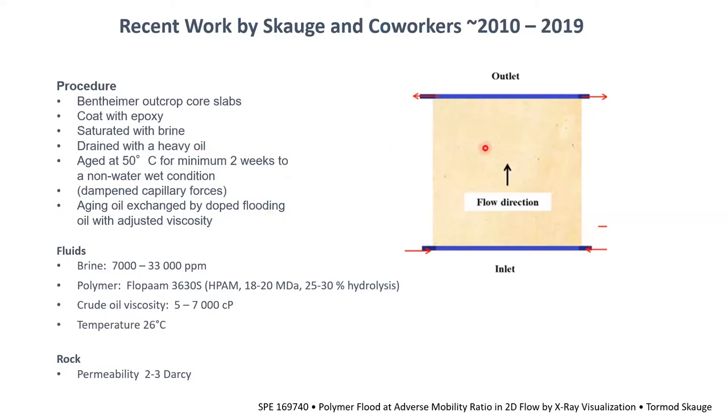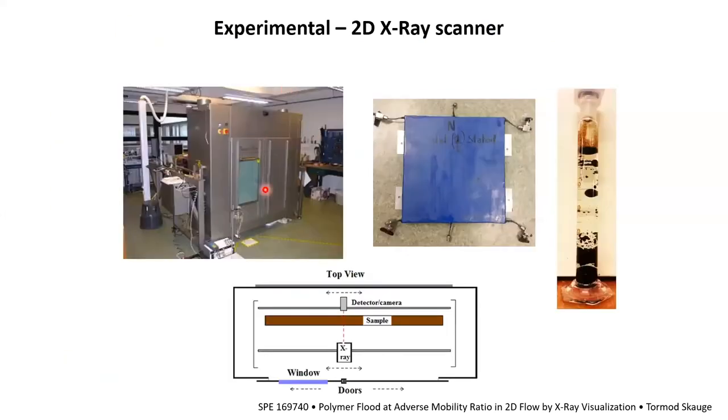But he took slabs of about 2 feet by 2 feet, up to 1 meter by 1 meter, and he put a heavy oil in them, a very viscous oil, and he did water flooding and polymer flooding. You can read it. And he used X-ray scanning. He used X-ray scanning in a big machine here, and he could image the fingers quite well.